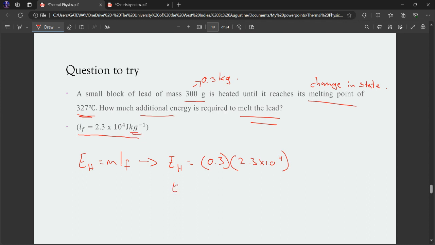Right, so the heat energy will therefore be 2.3 times 10 to the 4 times 0.3, which is 6,900 joules. So that's the answer there. You got that, right?